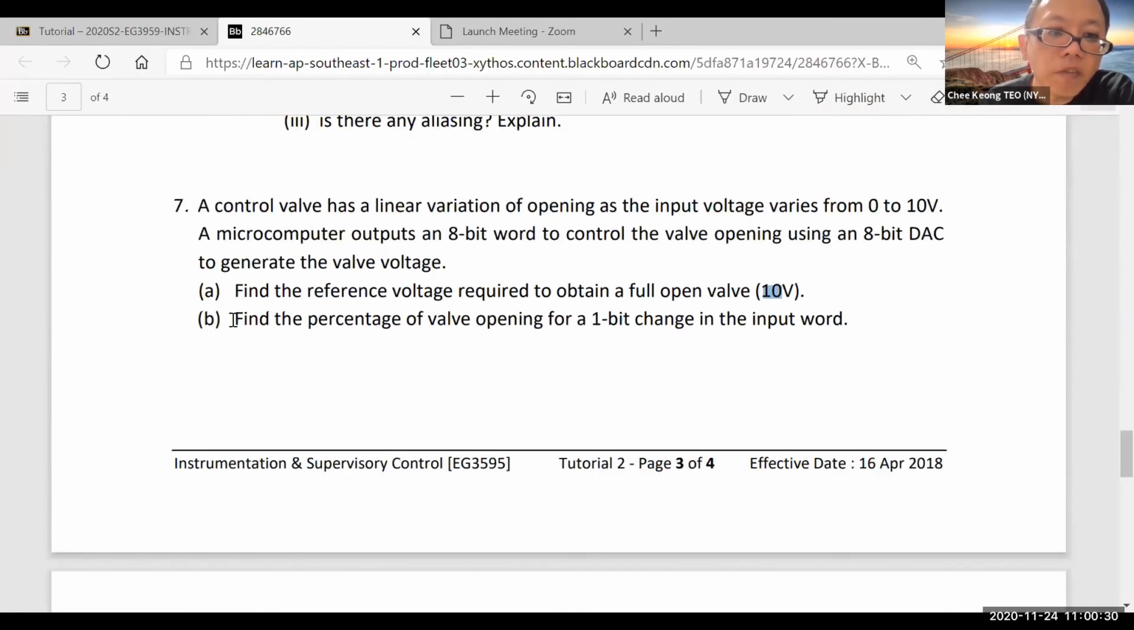Okay, 5B, you want to find the percentage of opening when changing one bit. Right, one bit. So let's go to the blackboard again. Now, what is one bit? We know what V full scale is, right? V full scale is 10 volt, because we move from 0 to 10 volt, right?